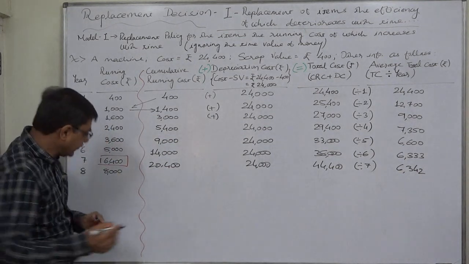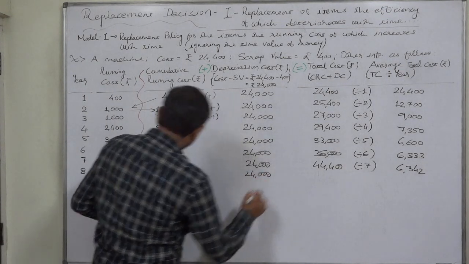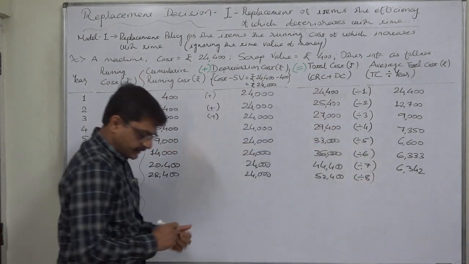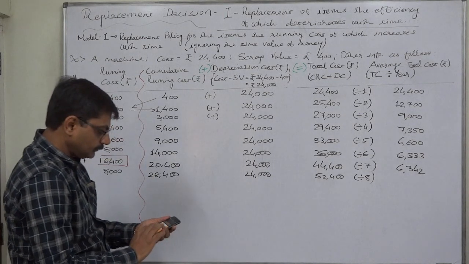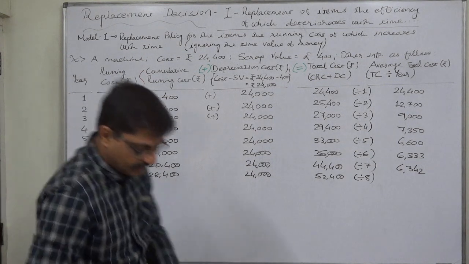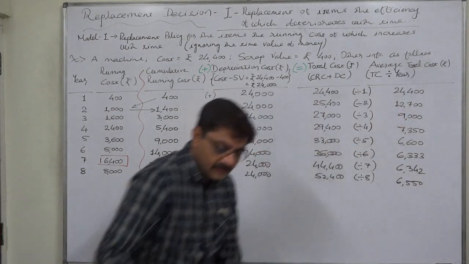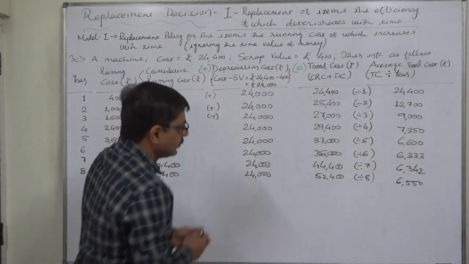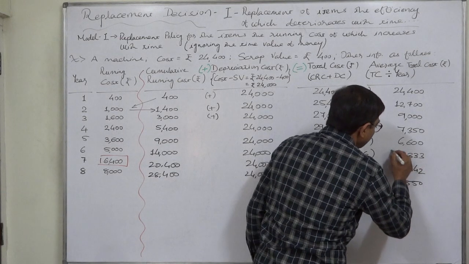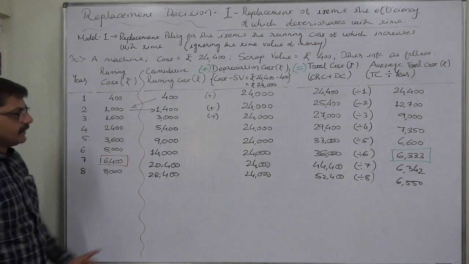Again, the last year, rather 8th year, 20 plus 8, 28,400 plus 24,000. Total is 52,400, and now we have used the machine for 8 years. So 52,400 divided by 8, it comes to 6,550. See the main thing. The average total cost has started to increase from the 7th year. In other words, the lowest average total cost is at the end of the 6th year.